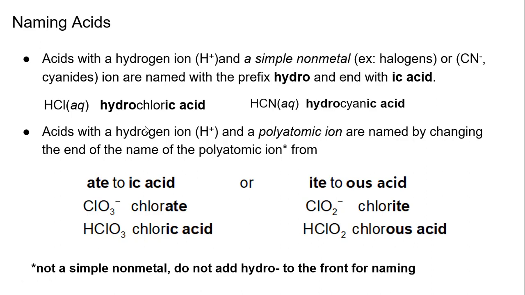The naming, when you have something that is a simple nonmetal, for instance, halogens tend to be a good group to focus on when you're looking at acids. There's just one, and it's a nonmetal. So we take the chloride, it's with the hydrogen, and it's an aqueous solution. You add a prefix of hydro, and then you change the ending, which would be chloride, to ic acid. So this is now hydrochloric acid instead of hydrogen chloride.